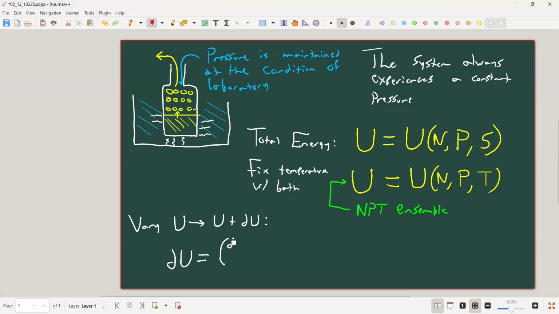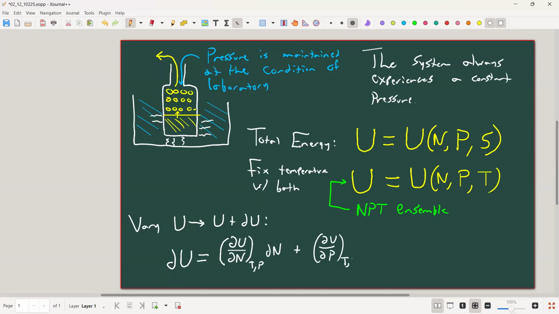as the partial derivative of U with respect to n at constant T and P times dn, plus the partial derivative of U with respect to P at constant T and n times dP. Plus, we could either write dU/dT or dU/dS, depending on which container we're in, at constant n and P, times dT. Right. I'm going to use temperature because I think it's easier to think about.